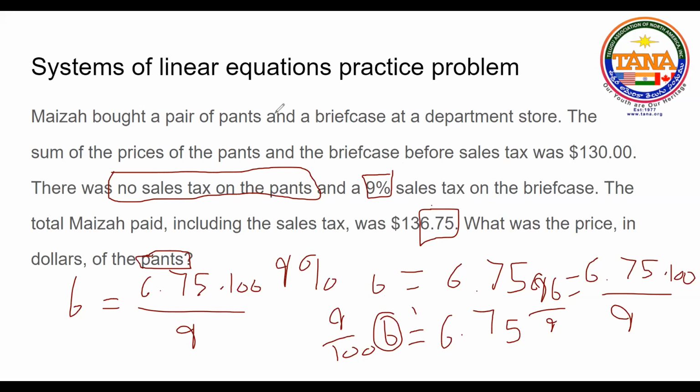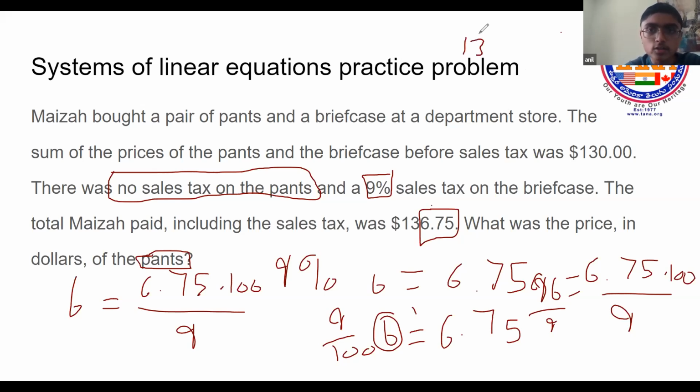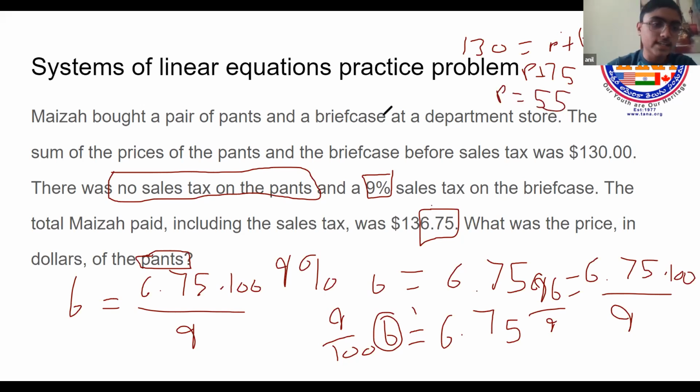I have a question. How did you get your answer as 55? I'm also a bit confused on that. Okay, so basically, we got 75 as the briefcase, right? And we know that 130, I'll write at the top because there's no space at the bottom, 130 equals P plus B. With that, you plug in B as 75 because we just found that, plus P. P plus 75 equals 130. And when you subtract 130 minus 75, you get 55 as your answer for P. And that is what they're asking. What is the price in dollars of the pants?